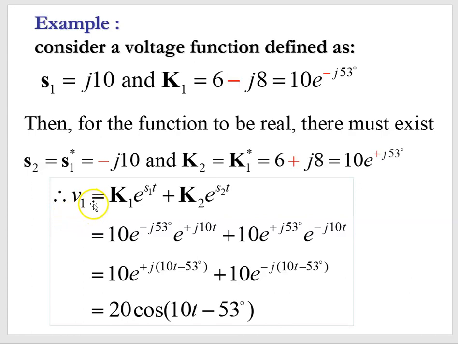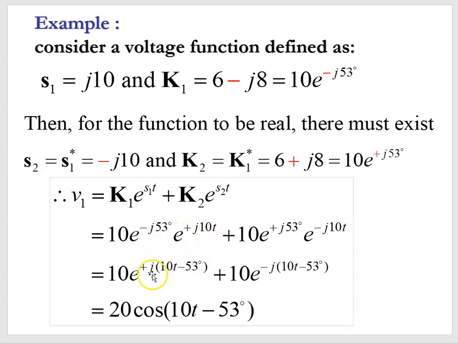So we can say our voltage in time domain, this is a function of t, is K1 e to the S1t plus K2 e to the S2t. And here both S1 and S2 should be bold fonts because they are complex numbers, but they're not here. We can substitute in K1 in its polar form, and substitute in S1. S1 was j10, right? So we substitute in the j10, and substitute in K2 and S2. And then when we look at this, we have a j53 degrees and a j10t.